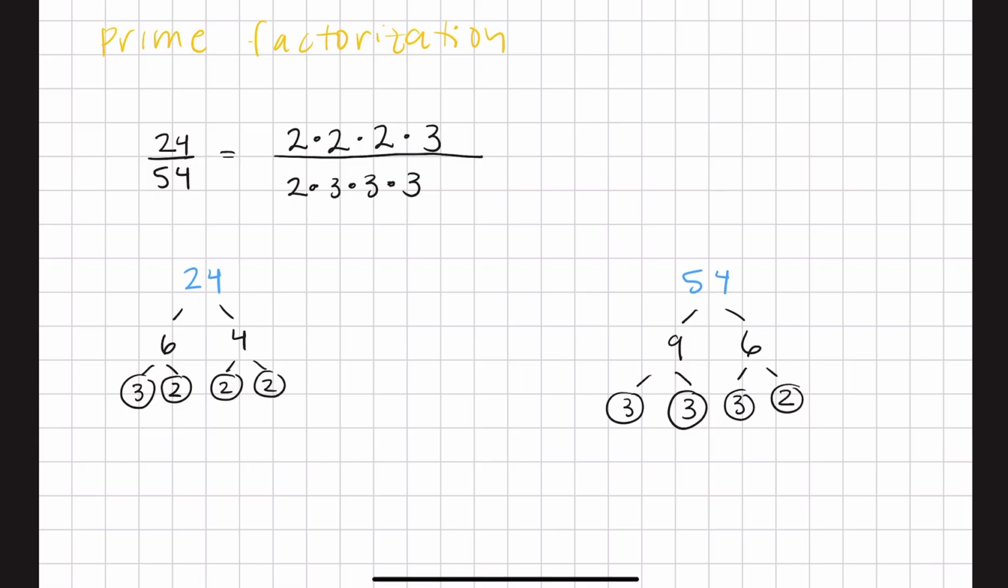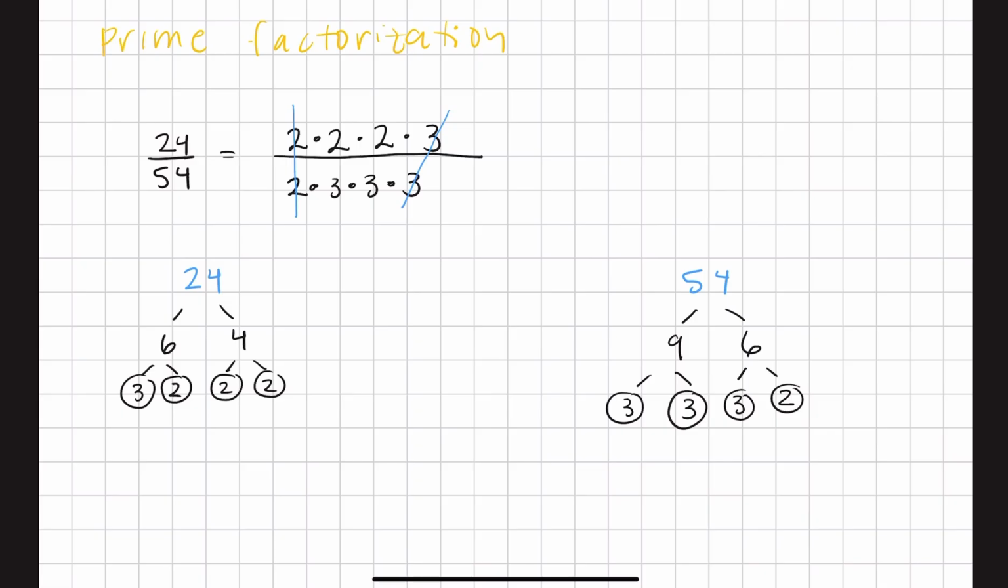So my numerator here, 2 times 2 times 2 times 3, is 24. My denominator here, 2 times 3 times 3 times 3, is 54. And I can cancel the ones that I have in common. So on the top here, I have a 2 and a 2, so I can cancel those. And over here, on my right side, I have my 3 and my 3, so I can cancel those because they're in common.